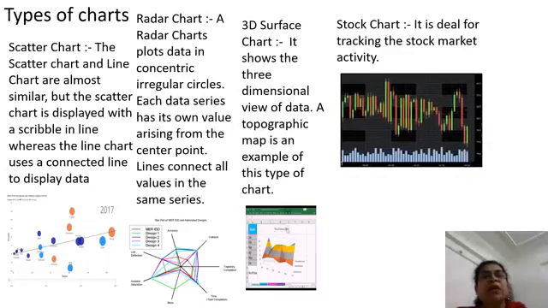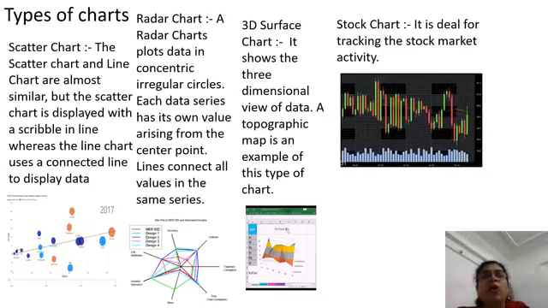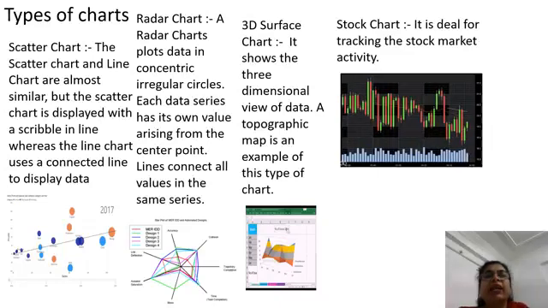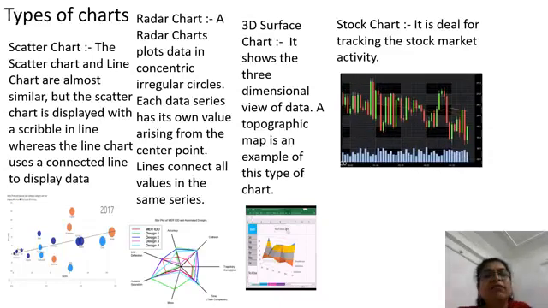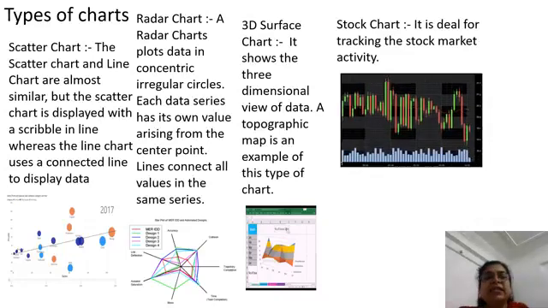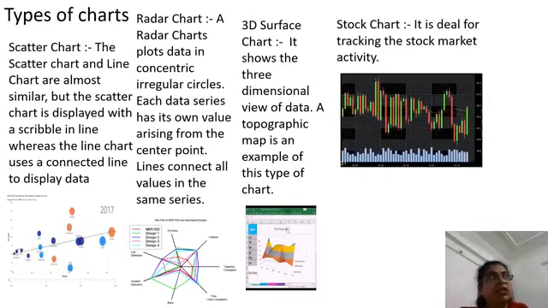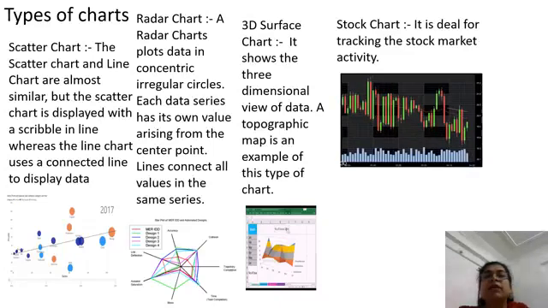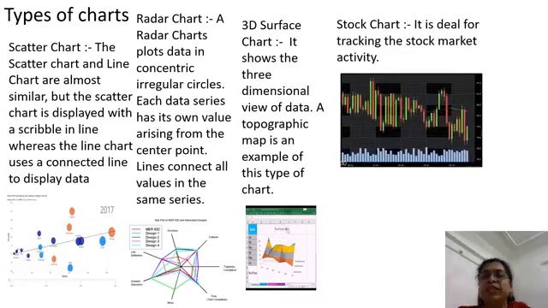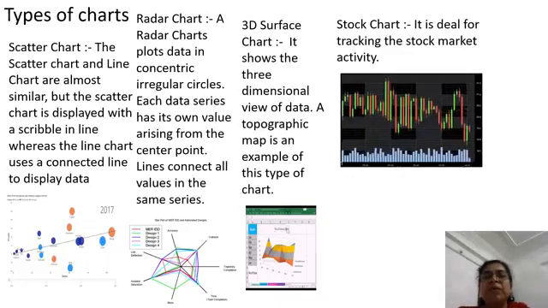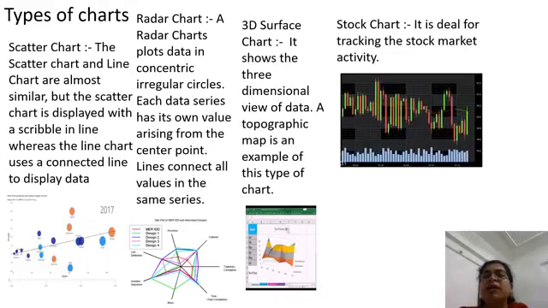Radar chart plots data in concentric irregular circles. Each data series has its own value arising from the center point. Lines connect all values in the same series. 3D surface chart. It shows the three-dimensional view of data. A topographic map is an example of this type of chart.